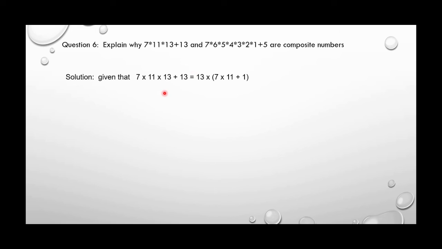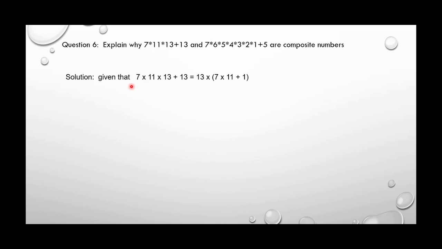Now let us move on to the sixth question, where they have asked us to explain why 7 × 11 × 13 + 13 and 7 × 6 × 5 × 4 × 3 × 2 × 1 + 5 are composite numbers. Now first let us take 7 × 11 × 13 + 13.